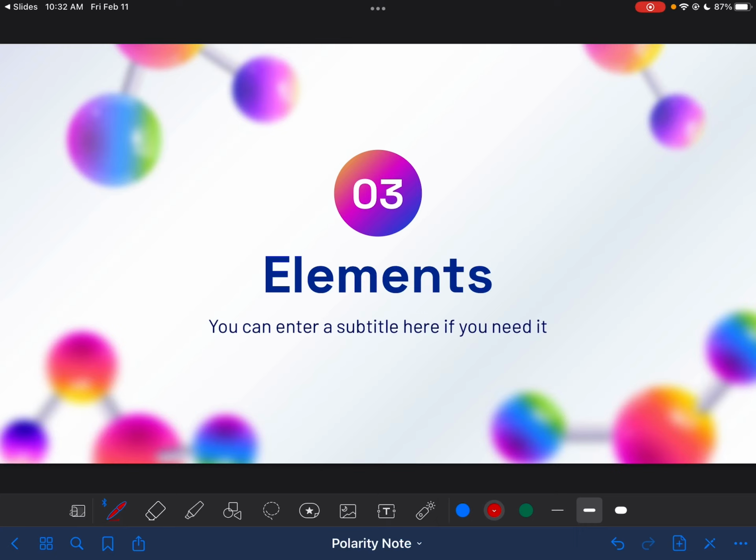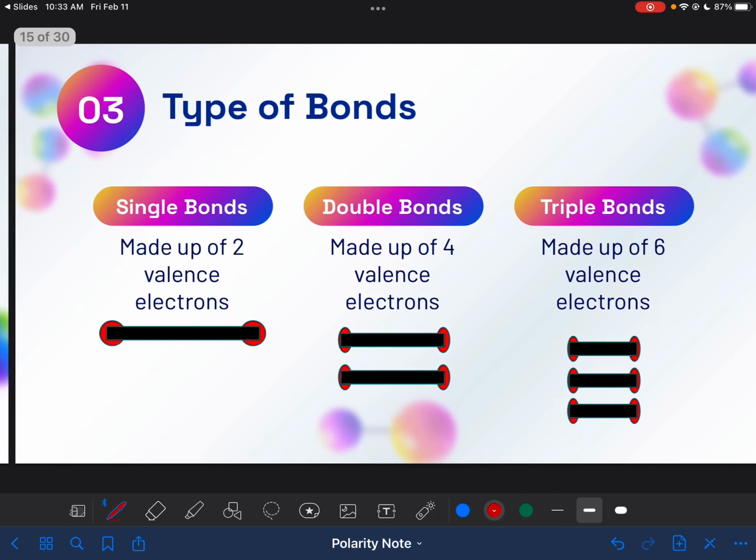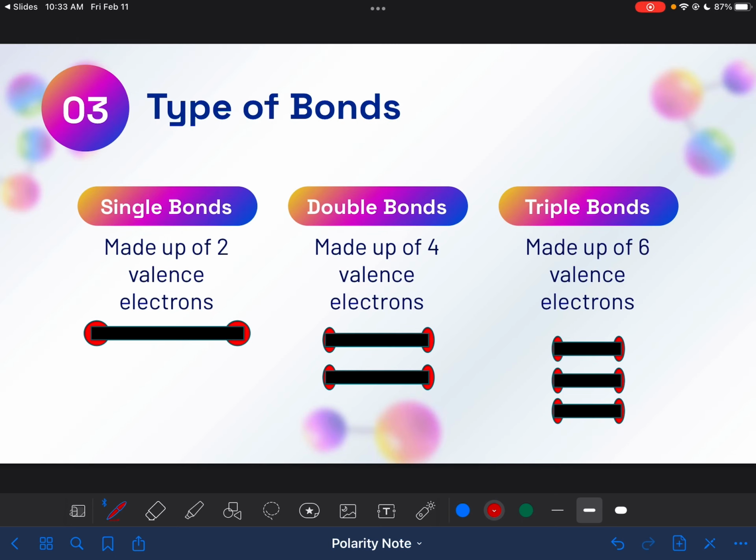So the next part, which has a typo, I should have redone this before. We're going to go over the types of bonds. Okay, that is the next part. Now, if we talk about types of bonds, there are a couple things that you need to know. There are single bonds, double bonds, triple bonds. Not too hard, but always remember that a bond represents 2 valence electrons, or 2 electrons, whatever you want to call it.